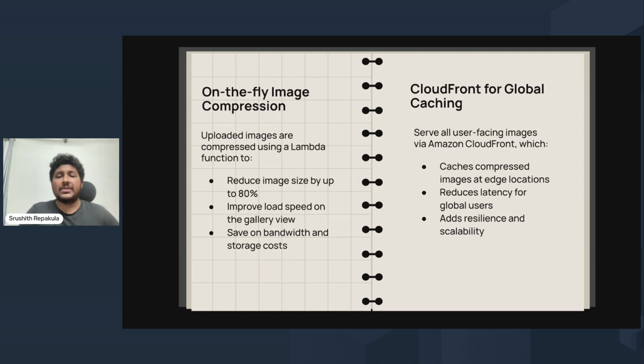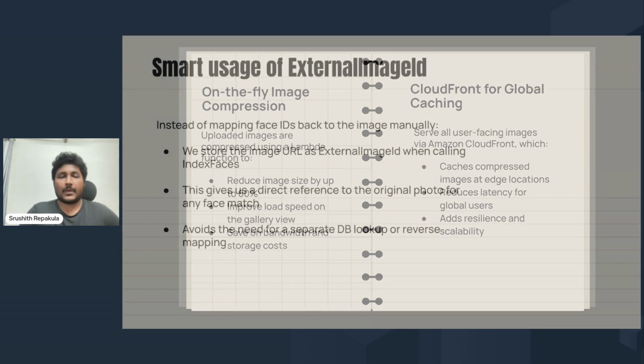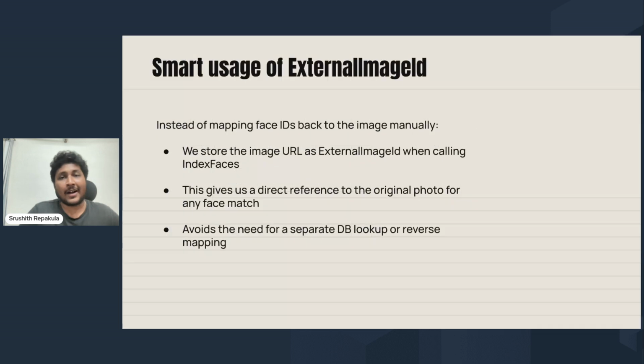It also helps in resilience and scalability. And one more thing that I forgot to add is that it also helps with cost, because you are fetching it from the cache, not exactly from the S3 bucket. Now, you might have observed that at least a couple of times I talked about external image ID.